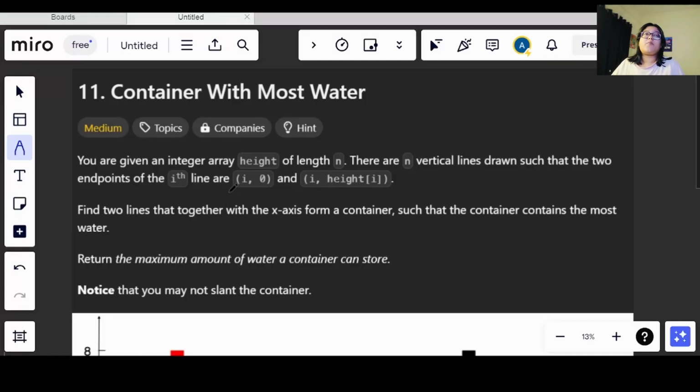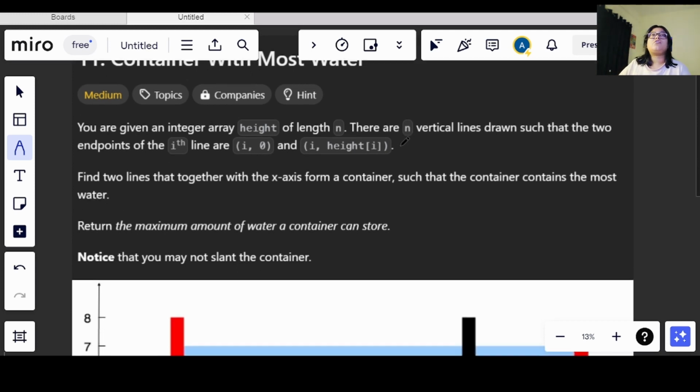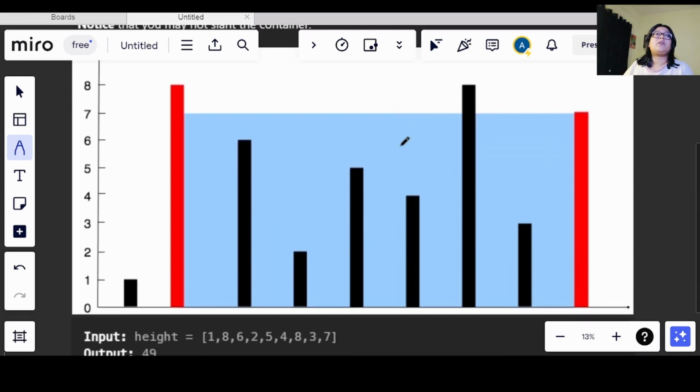So let's see the problem description now. In this problem we have been given an array of heights of length n. This n means these n number of heights that we have been given, these are like the points, or we can say these are the pillars, and each and every index denotes a point on the x-axis. Like we have been given here.